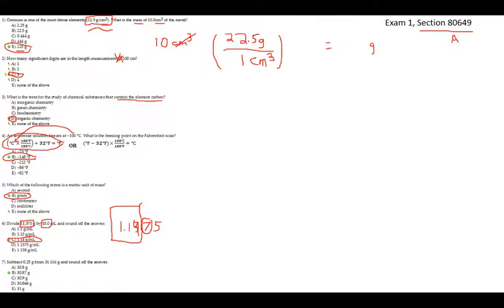Number 7 is a very similar question, just testing you on the different rule for addition and subtraction. For that, we look for the least number of decimal places. There are 2 decimal places here and 3 decimal places here, so our answer better only be out to 2 decimal places. Of the possible answers, only one of them goes out to 2 decimal places, so you don't even have to do the calculation. It clearly has to be B.